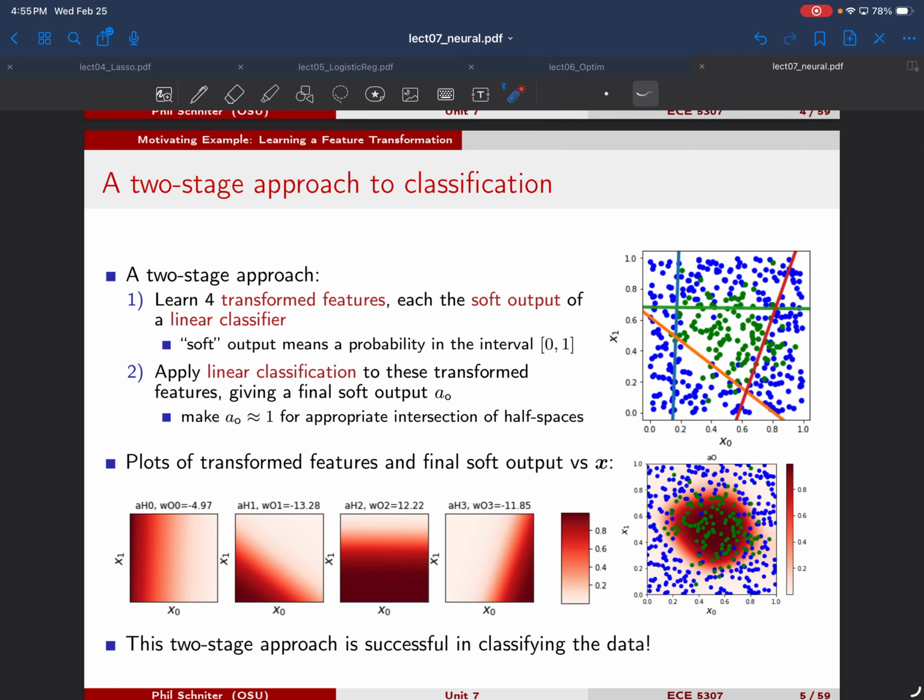And the way we're going to create our transform features, there's obviously many, many ways to do it, but the way we're going to do it is we are going to create them as soft outputs of a linear classifier. So what do we mean by this?